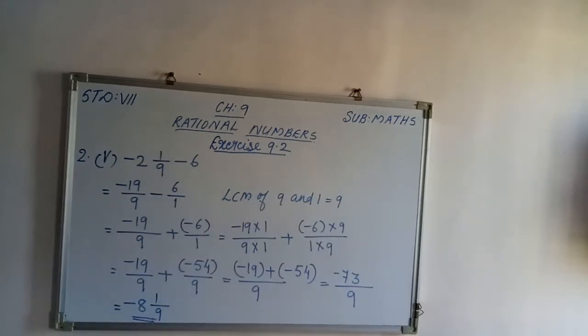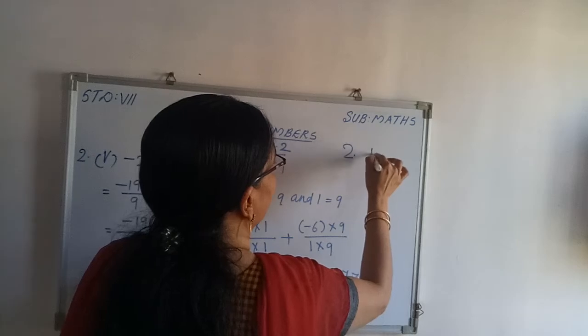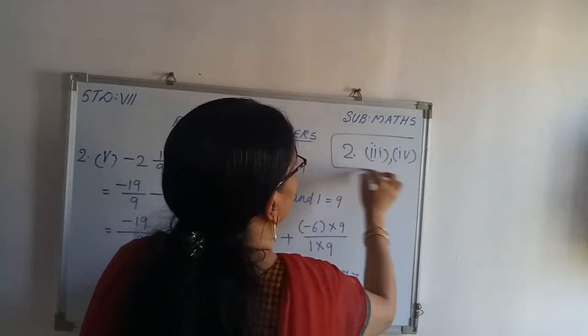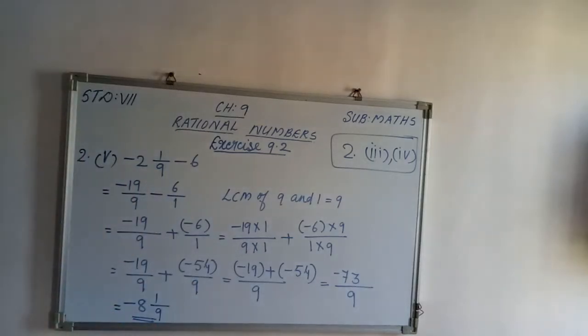See, after solving question 2, I solved question 5. That is 3 and 4, you have to try. Which one? In question 2, 3 and 4 you have to try. Now question 5 you see.